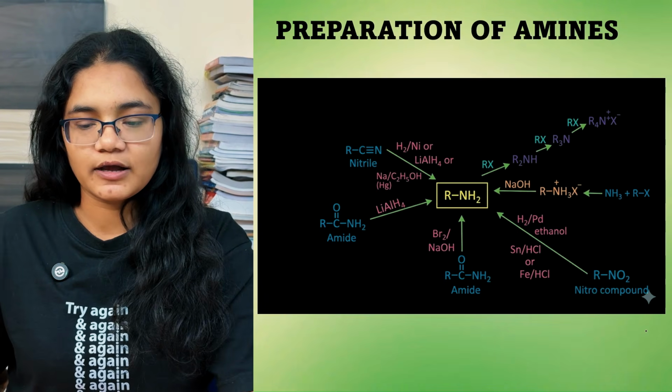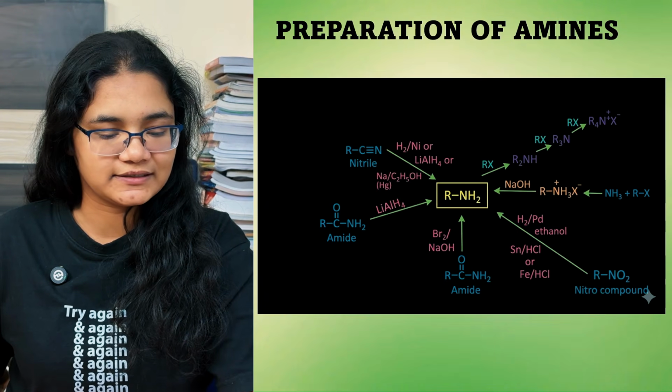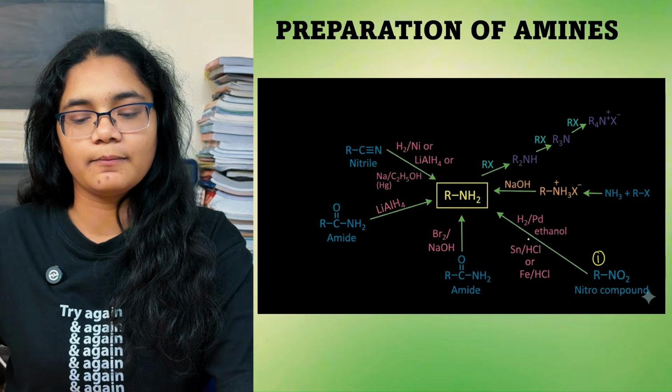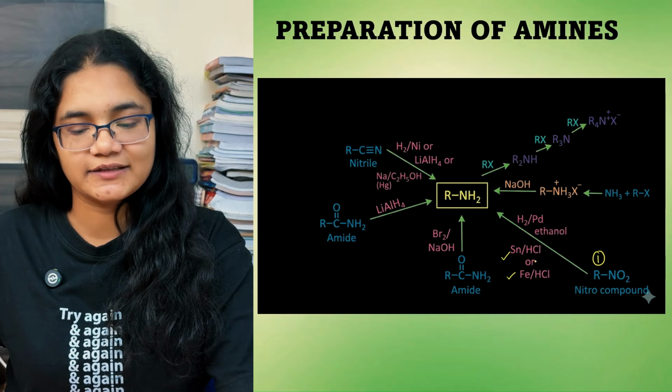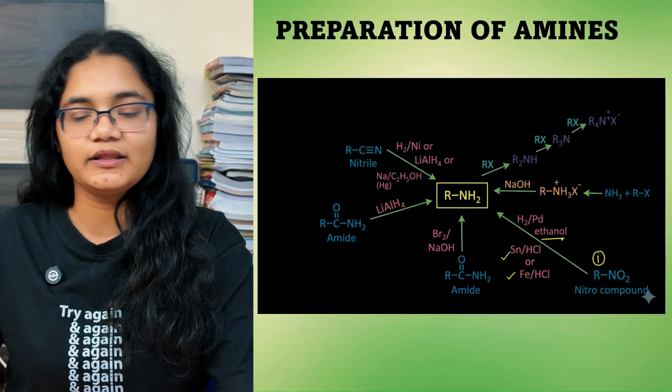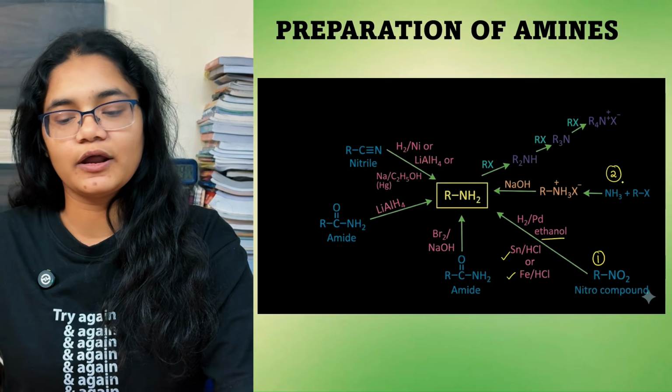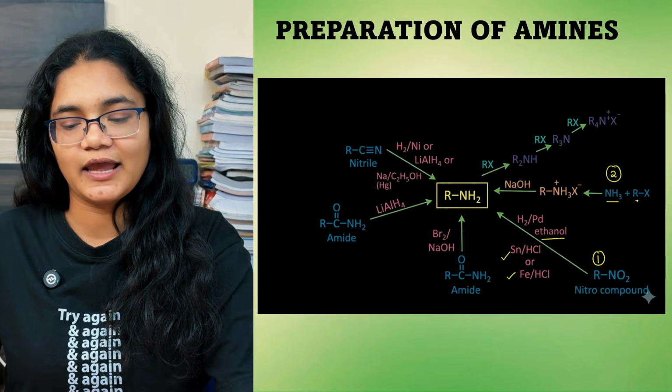So if I talk about reduction of nitro compounds, so let's see this one. The first one is this one, okay. Reduction of nitro compounds, you can use Sn/HCl, Fe/HCl or hydrogen with palladium in ethanol, okay. So that will give you RNH2. The second method is your ammonolysis, where you have NH3 and RX.